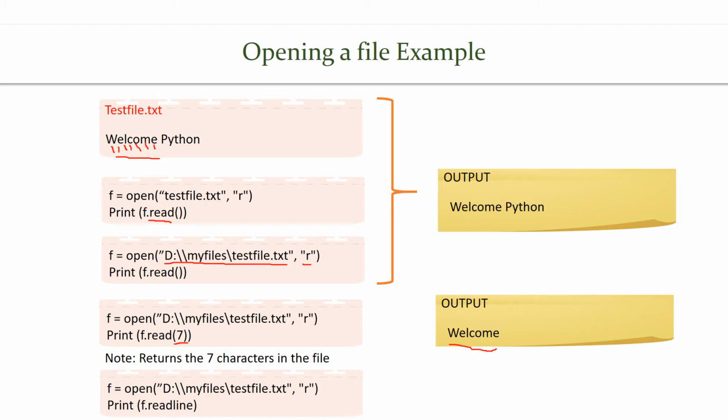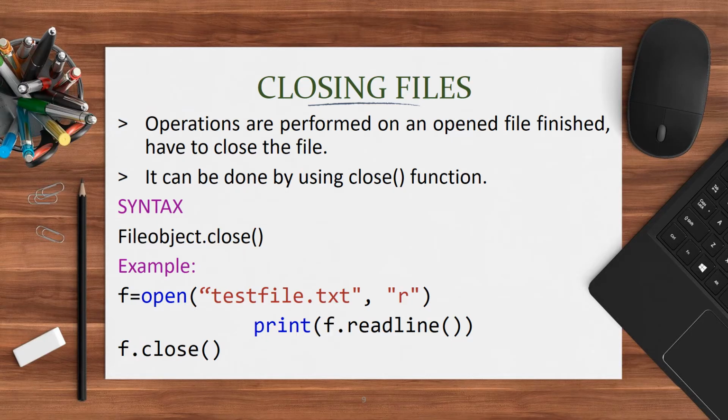Then f is equal to open of D colon, the same for f.readline. Suppose you have multiple lines in the text file, here it only reads the first line, that is the readline. F.readline in this sense is going to read only the first line in the file, and the first line gets printed. So this is how we open files in Python.